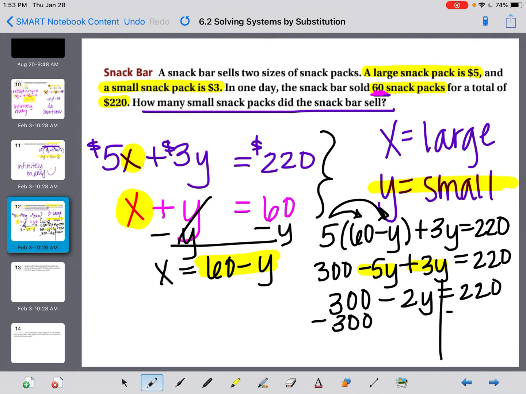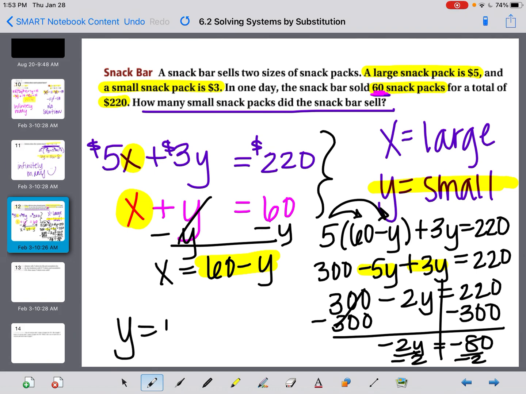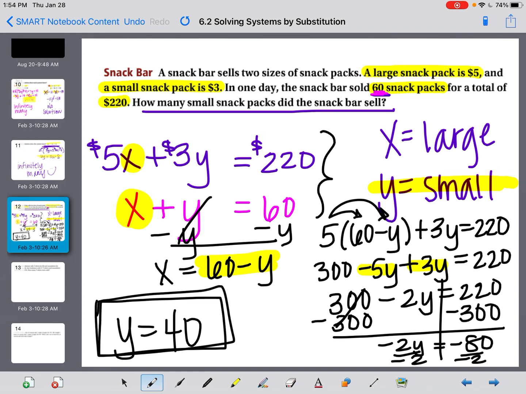Subtract 300. Negative 2y is equal to negative 80. Divide by negative 2, and I find out that y is 40. That means that I sold 40 small snack packs out of the 60 that were sold total.